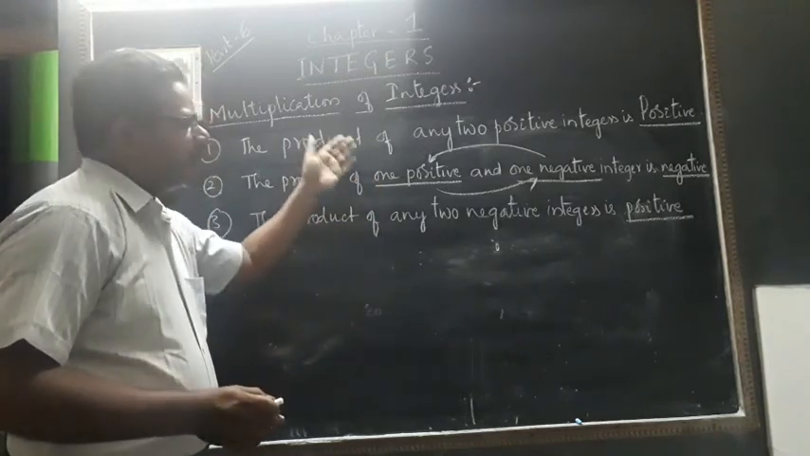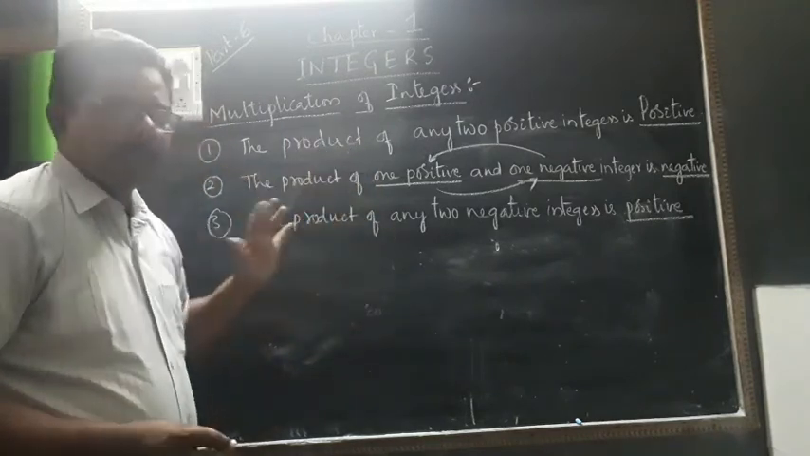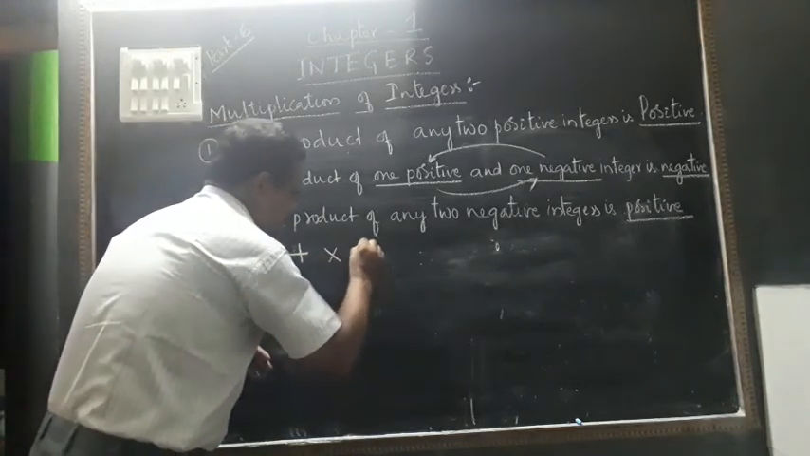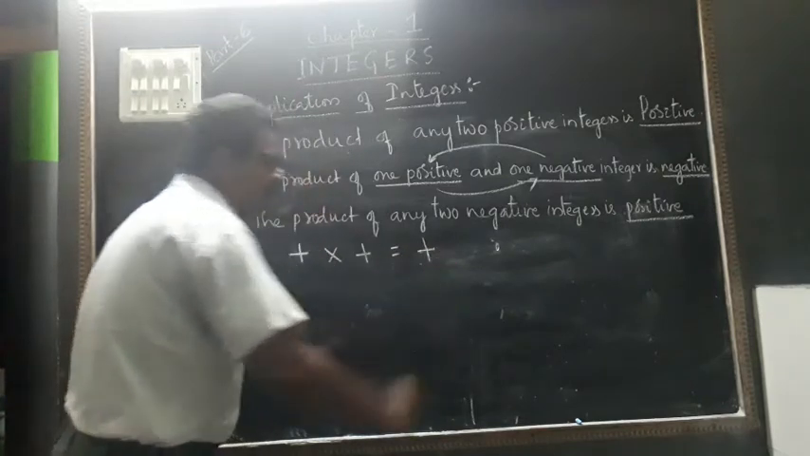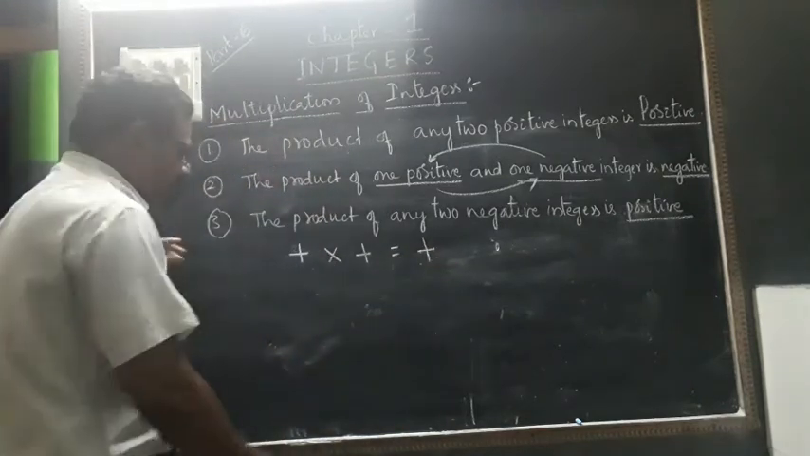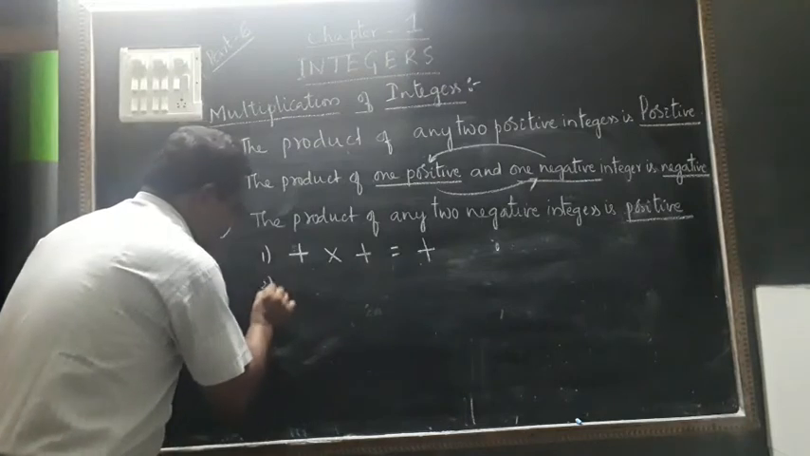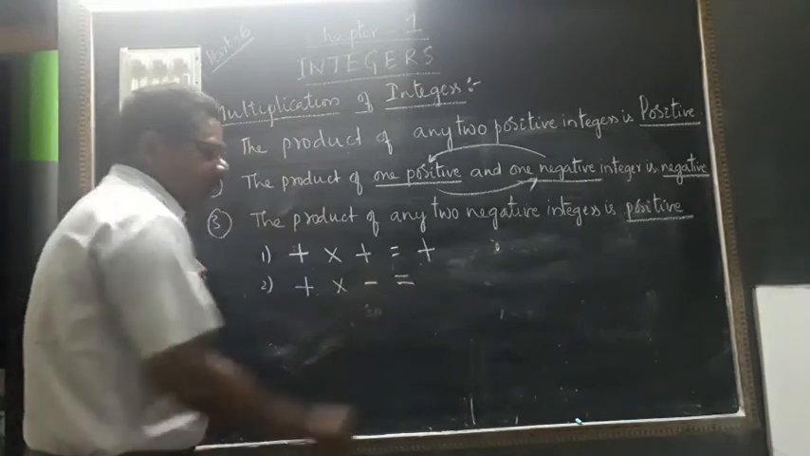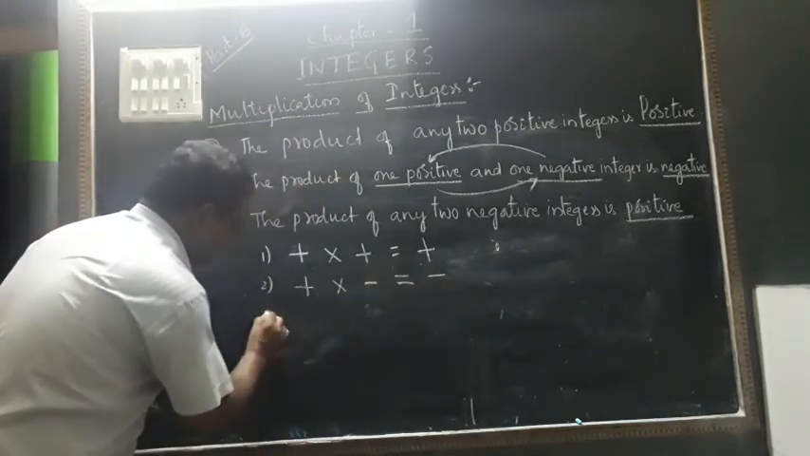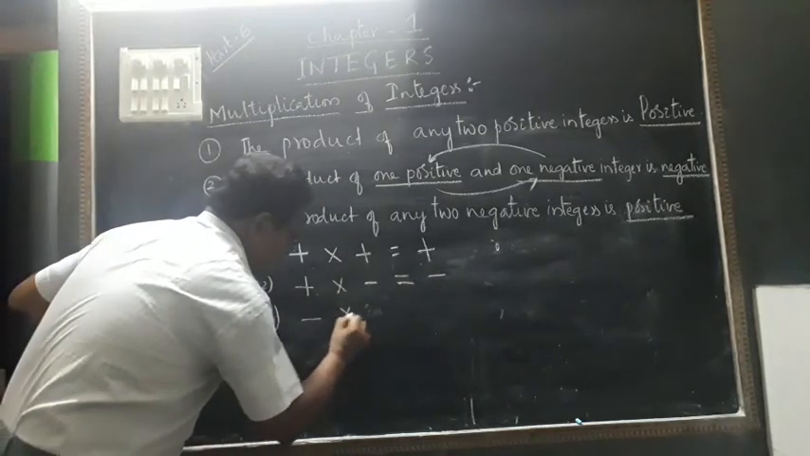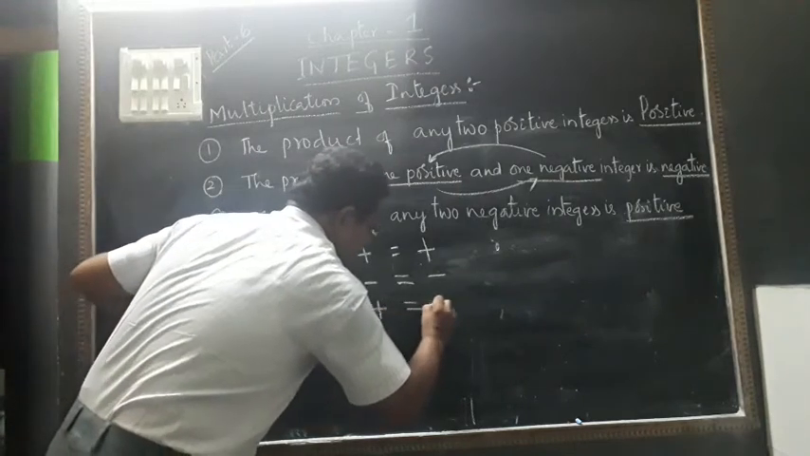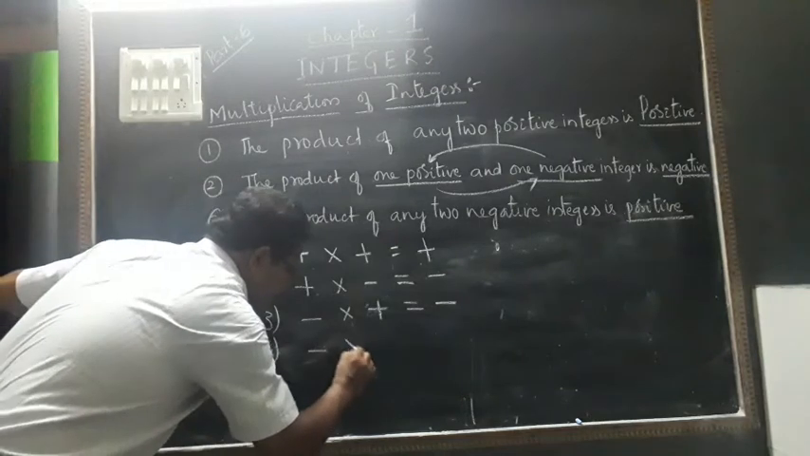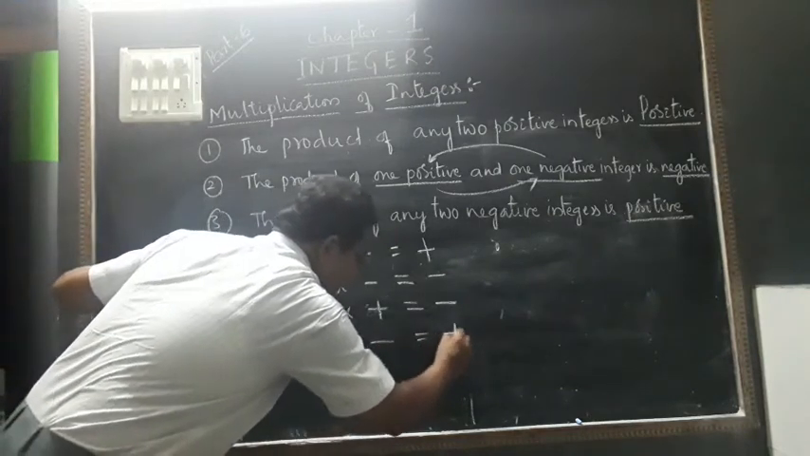So always no need to write all these. You have to remember these in your mind. One positive integer multiplied by another positive integer, you always get a positive integer. This is the first one. Second, a positive integer multiplied by a negative integer, you always get a negative integer. A negative integer multiplied by a positive integer, you get a negative integer. If both are negative integers, you get a positive integer.